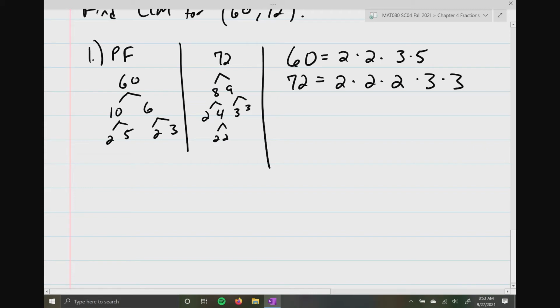All right, now I'm going to do that arrow method thing again. But what you got to do here is you got to leave yourself space.